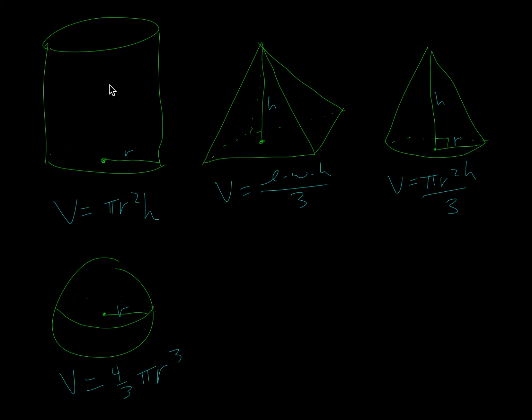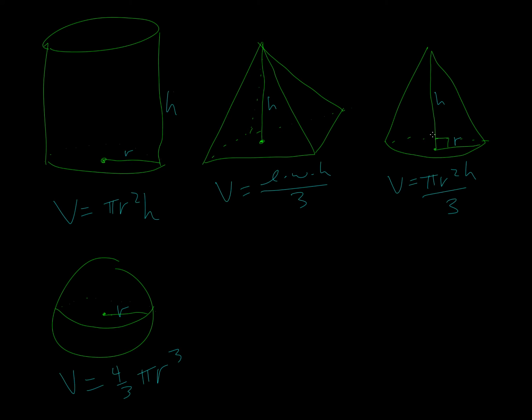Today we're going to talk about volume formulas, and you can see I've already written these out for us. If we have a cylinder, we're just going to find the area of this base, which is a circle. We're going to go pi r squared, and then multiply that by the height, which I should write in. So the height would be that. This one is just length times width times height, but then we divide it by 3.